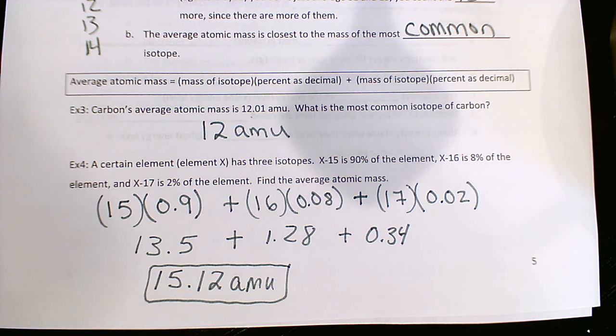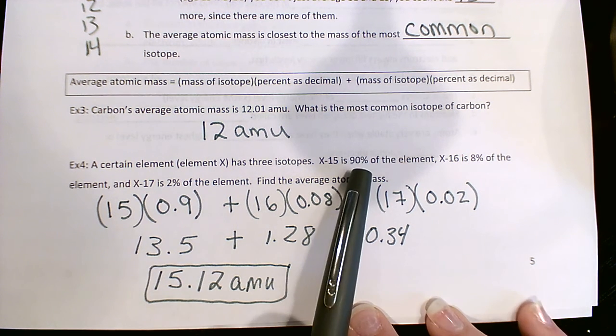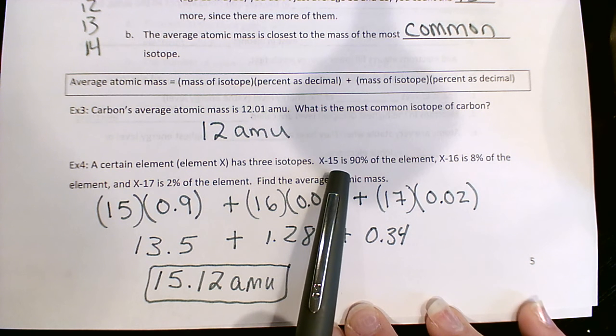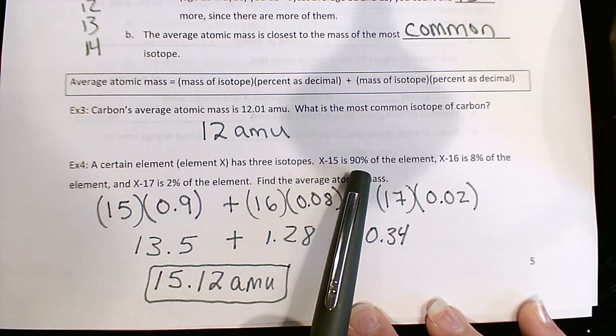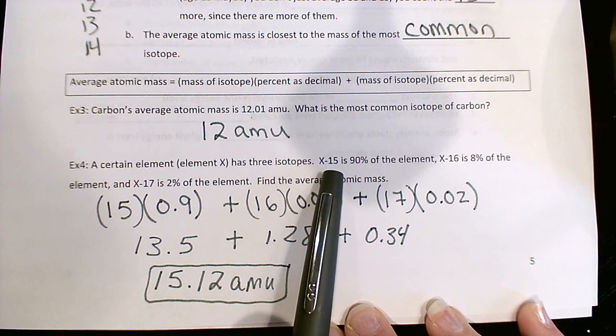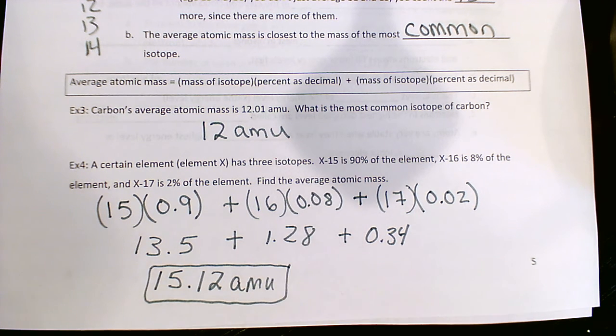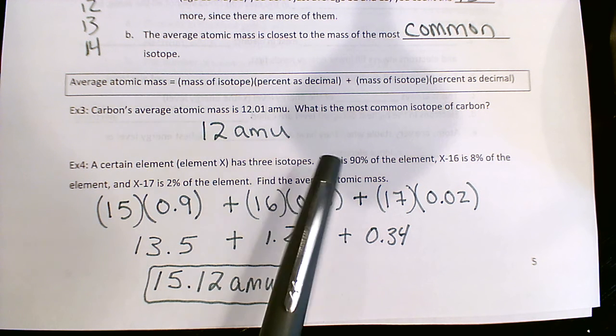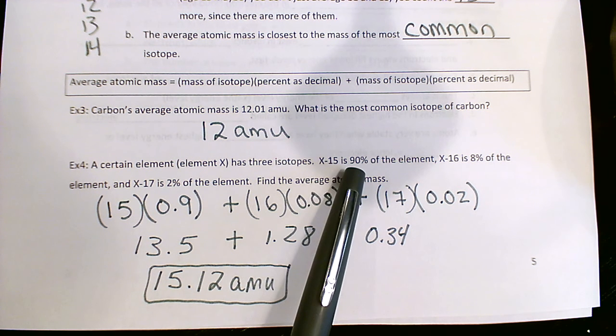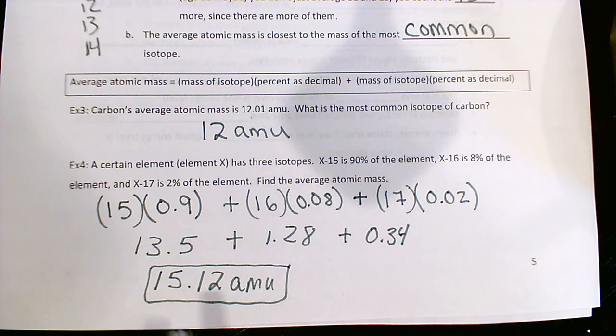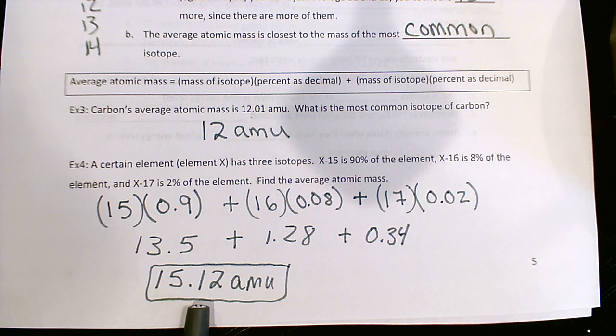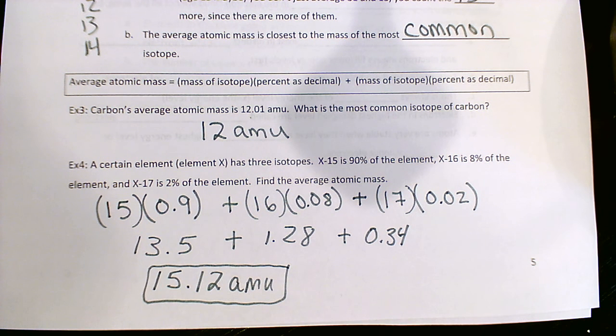Let's go see if this passes the does this make sense test. Okay, so 90% of the element has a mass of 15. Okay, so that's like saying 90% of the people in the room are 15 years old. So if I averaged them all out, the average should be close to 15 because almost all of the element has a mass of 15. Our mass is 15.12. That's pretty close to 15, so it passes the does this make sense test.